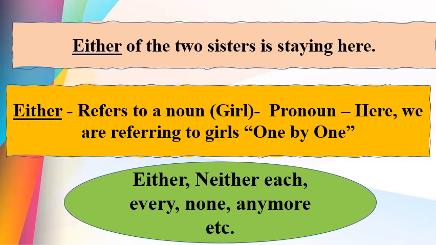So what is the duty of either? Now it is a pronoun. Why is it a distributive pronoun? Because here we are referring to girls one by one, either of this or that. Here are a few more examples of it: either, neither, each, every, no, none, anymore, etc. These are all distributive pronouns.